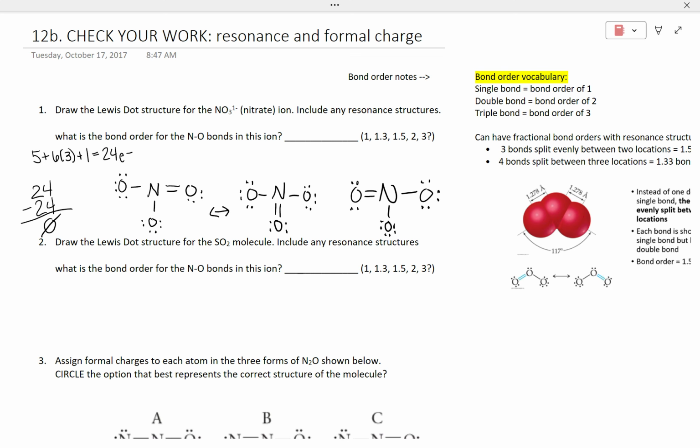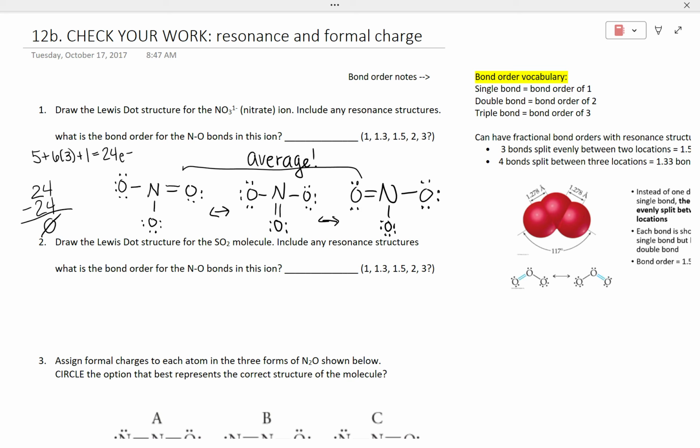And so if someone says draw the Lewis dot structure of nitrate, what you actually need to do is draw 3 structures. Why? Because the true structure of nitrate is an average of these 3 possibilities. So that can be kind of hard to picture.